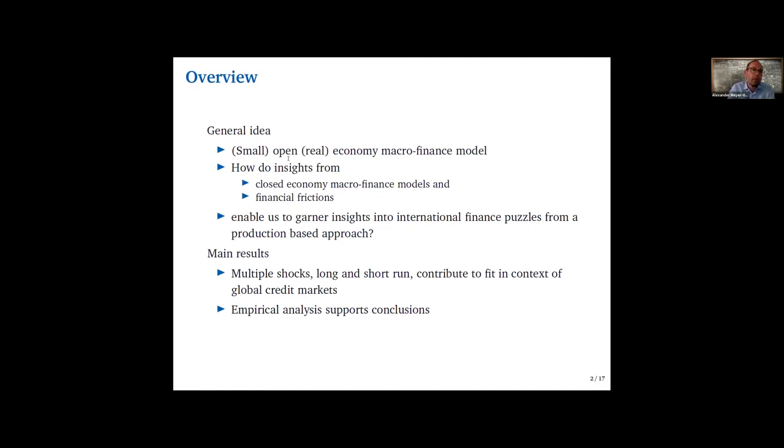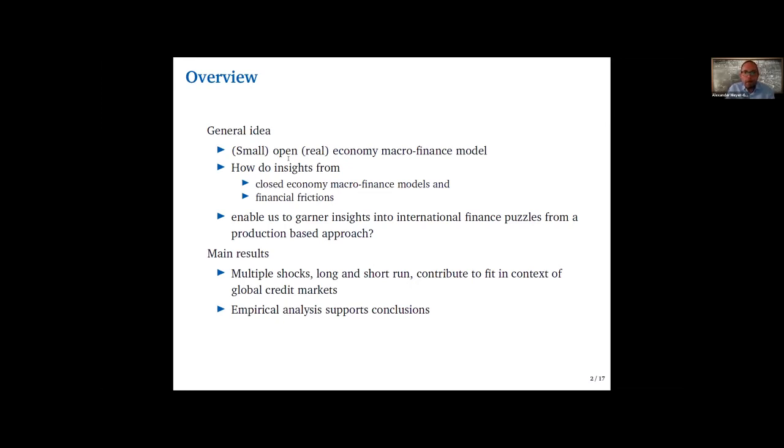But the basic idea from my perspective is to see how we can combine insights from closed economy macrofinance models that we're familiar with and financial frictions to generate here a small open economy model to allow us to address some of these international finance puzzles. Again, importantly, from a production-based approach. In terms of moving towards structural models, that's already a big leap in providing us a production-based small open economy macrofinance model. So that's not to be underestimated.